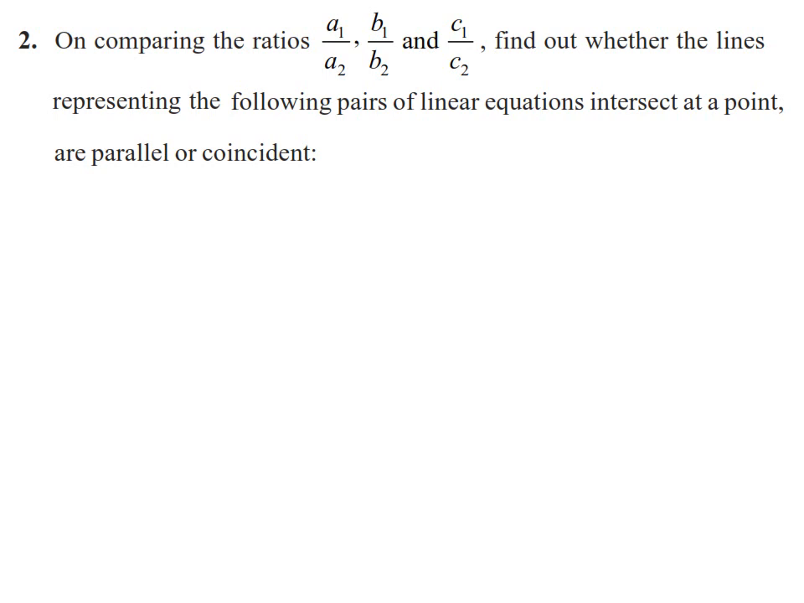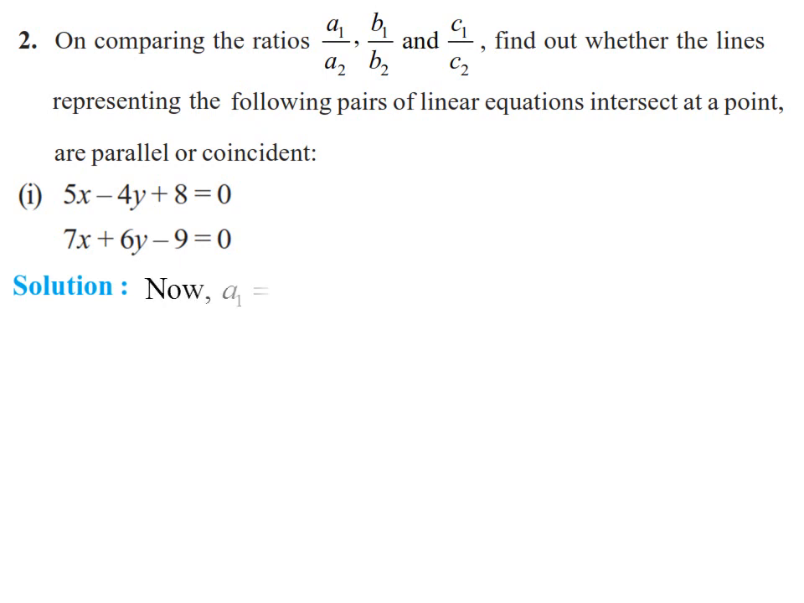So let's calculate it. So the first pair is given: 5x plus 4y plus 8 equals to 0 and 7x plus 6y minus 9 is equal to 0. So now for the solution, we know a1 is from the first equation. So now a1 is equal to 5, b1 equals to 4 and c1 equals to 8. Similarly, a2 is equal to 7, b2 is equal to 6 and c2 will be minus 9.